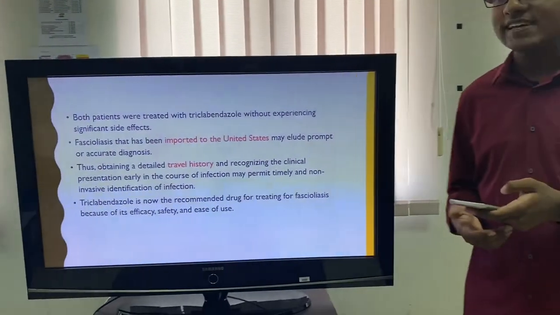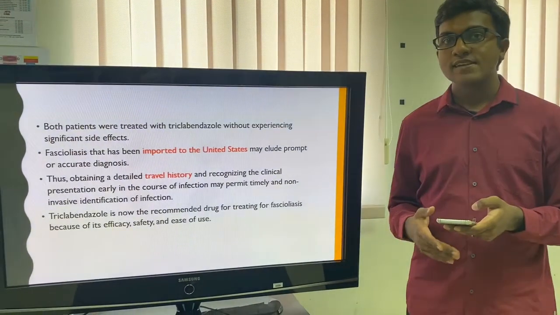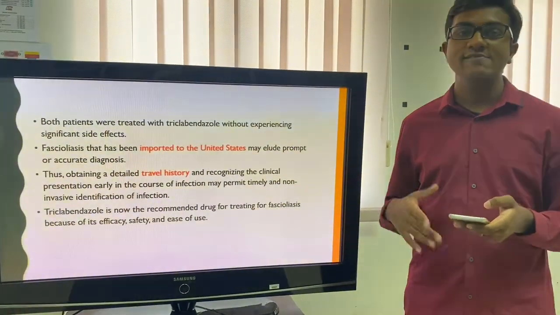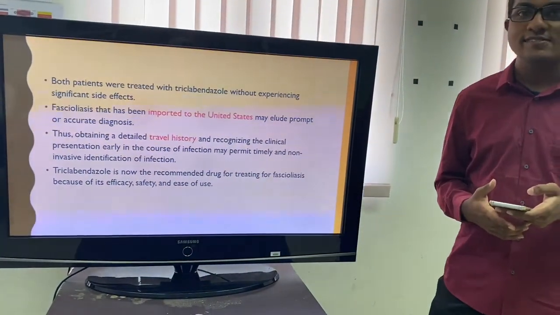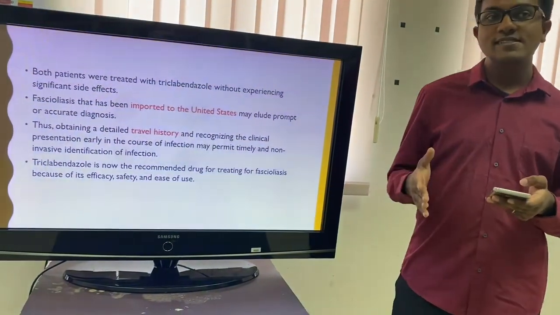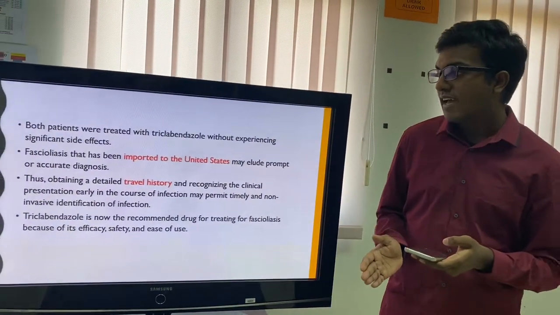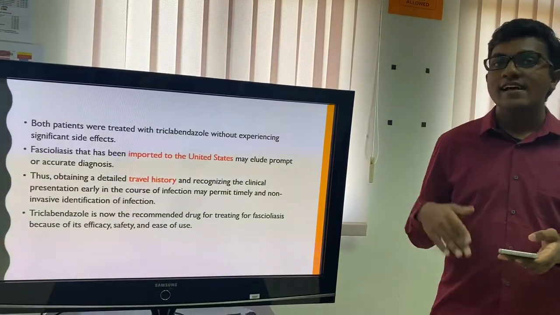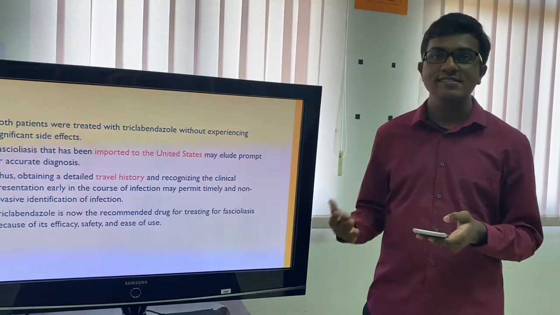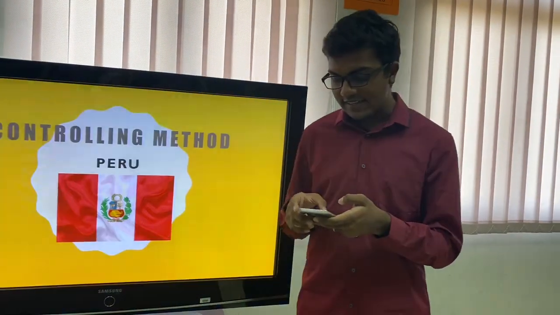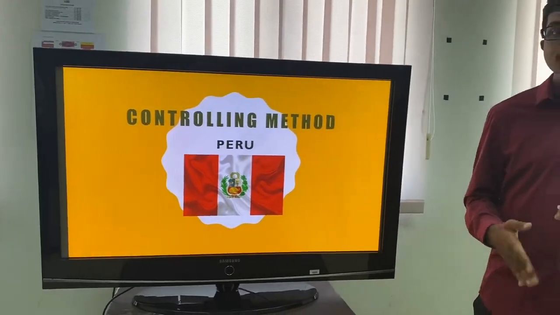Next slide. And you can see that both these patients, at initial stages, were not really detected. Their infection was not really detected through the diagnostic methods. However, they were given triclabendazole, and they seem to have seen that the infection stopped after the triclabendazole. And both these patients got their fasciola infection outside the United States, given that the travel history says that they had recent travel outside the United States. Next slide. We'll be seeing the control methods of fasciola in Peru.